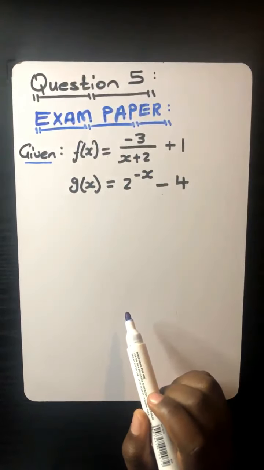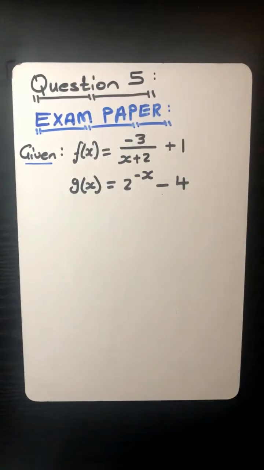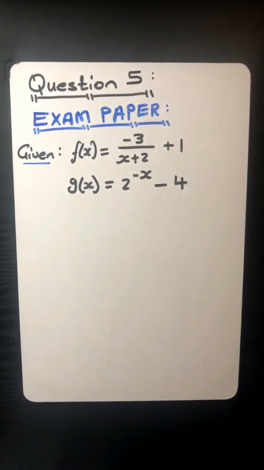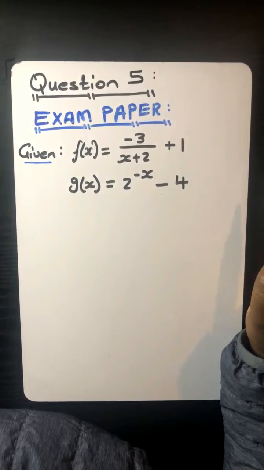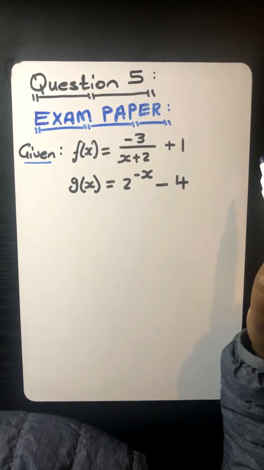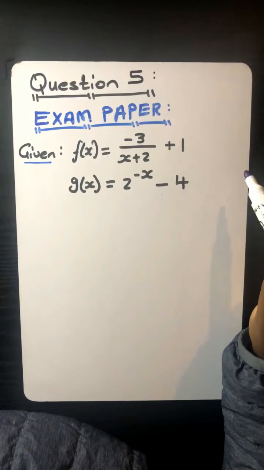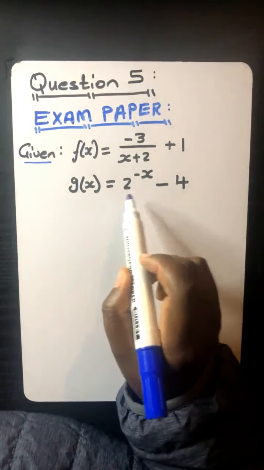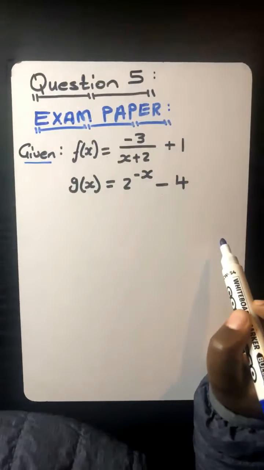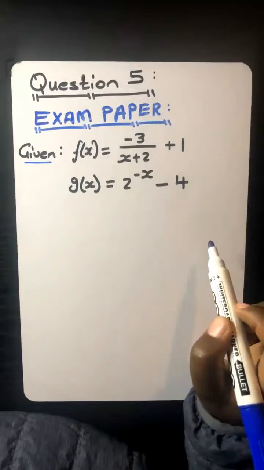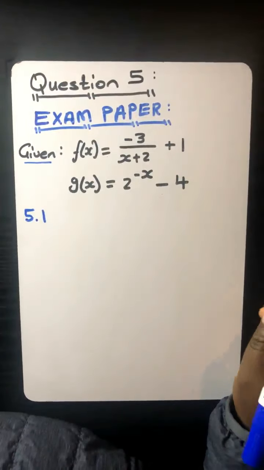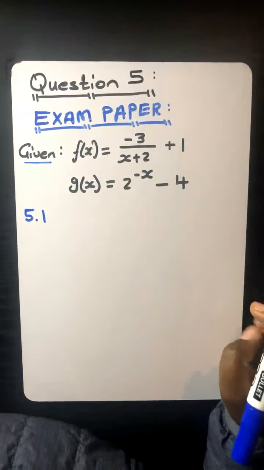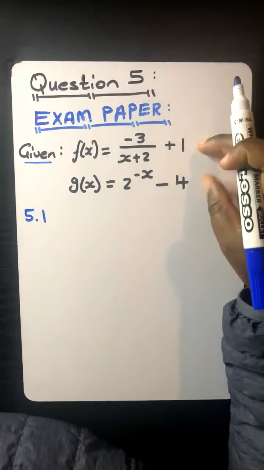So, ladies and gentlemen, in the statement that is given, obviously what I'll be reading is posted in the group. So quickly, let me just go back to that question paper. It's question number five, where the statement says, given f of x equals negative 3 over x plus 2, plus 1. The other equation is g of x, which equals 2 to the exponent negative x, then minus 4. So let's now have a look at the first question. There's no other additional information. We are just given that f of x is equal to this and g of x is equal to that.